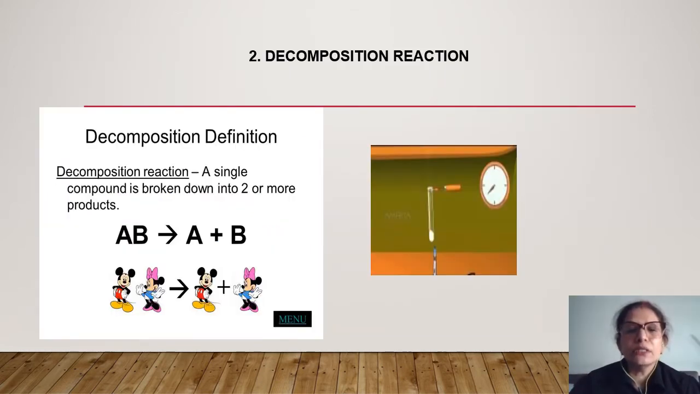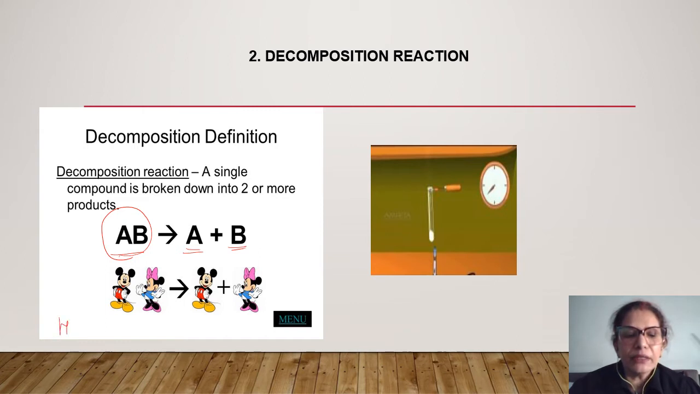So now let us see what a decomposition reaction is. A decomposition reaction is where a single substance breaks down into 2 or more substances. It splits into 2 or more substances under certain conditions. If we take this for example, AB gives A plus B. So this is a single substance giving 2 substances here.